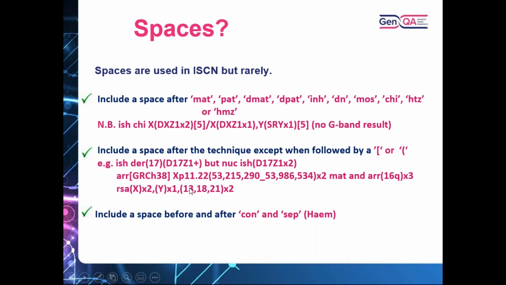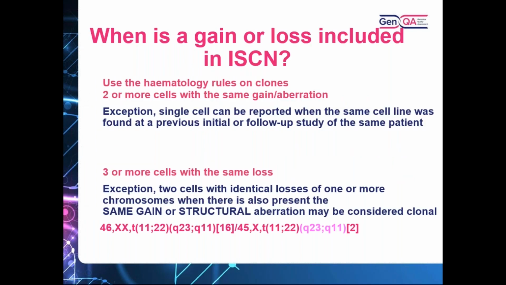You put your X first, then your Y, and then 1318 times 21. And although we're talking about constitutional, you do include a space before and after con and sep if you're using those fusion gene probes.